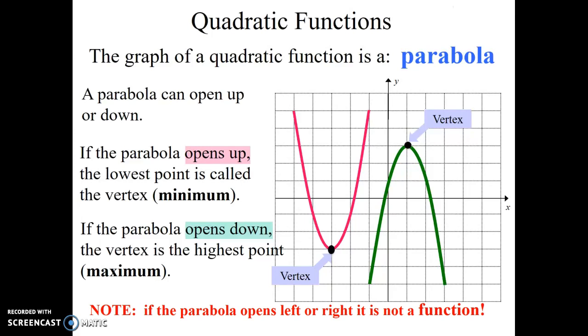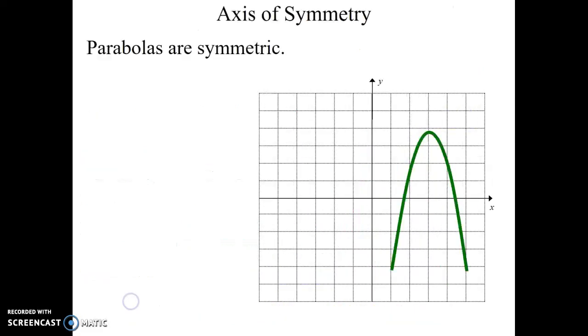Note that if the parabola opens left or right, it is not a function, and in Algebra 2 we won't look at those right now, but you will see them at a later point.